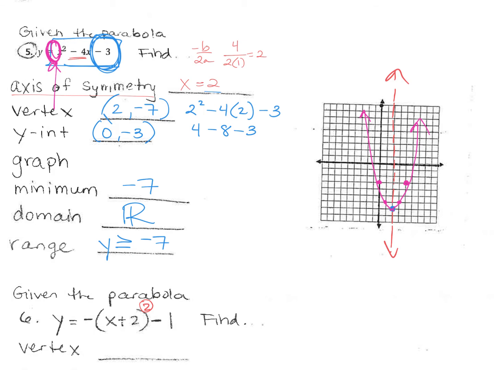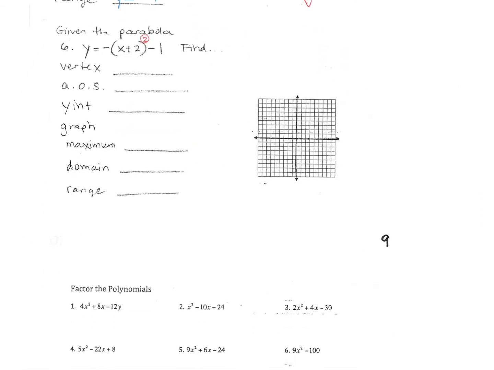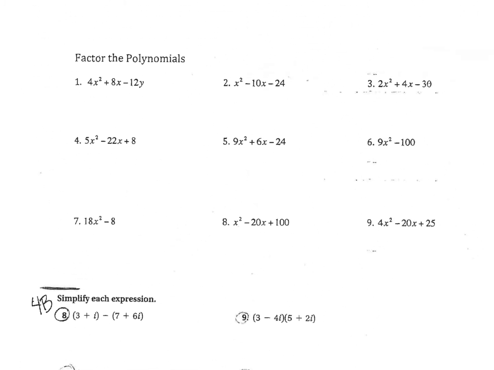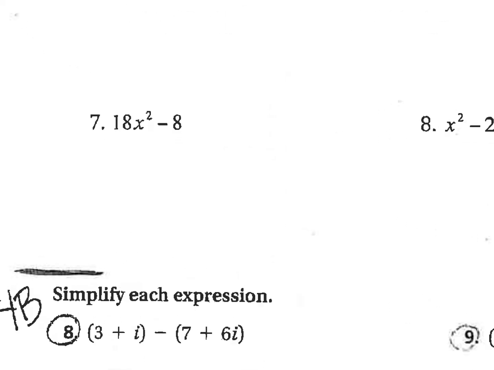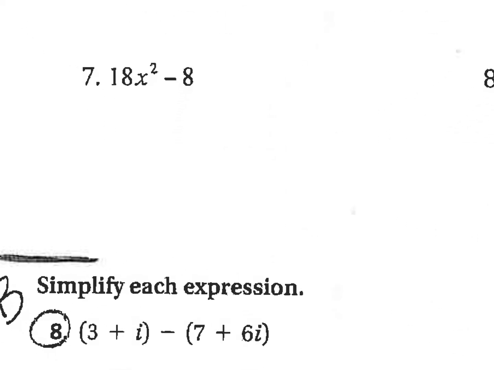Number 7 on page 10. Ooh, too far. Okay, so number 7 looks like this. What's the first thing you do if you're going to factor this? Yeah, take out the GCF. So divide everything by 2. You get 9x squared minus 4.